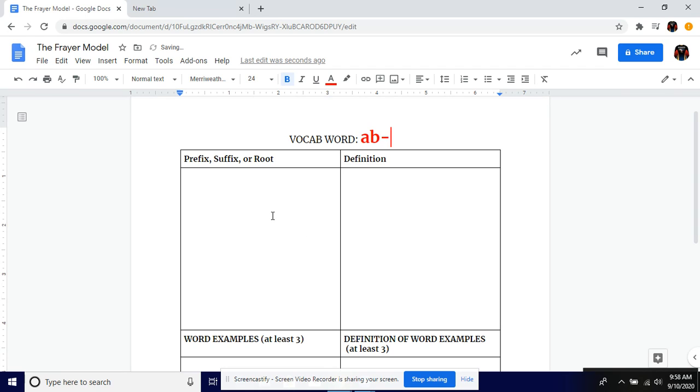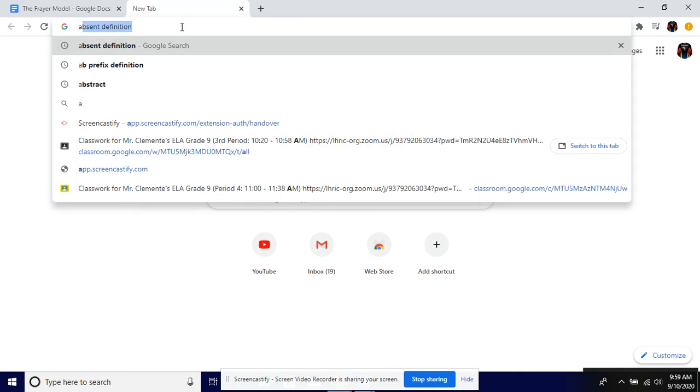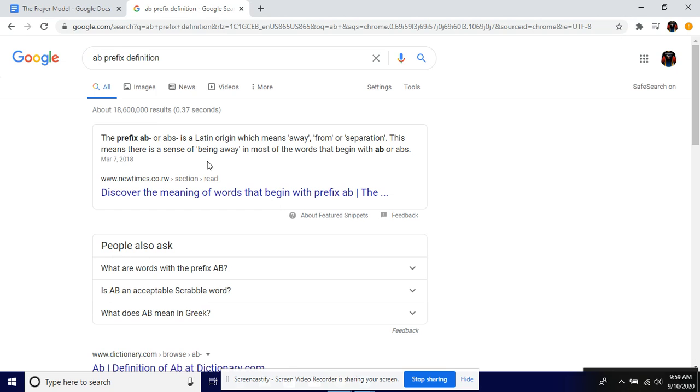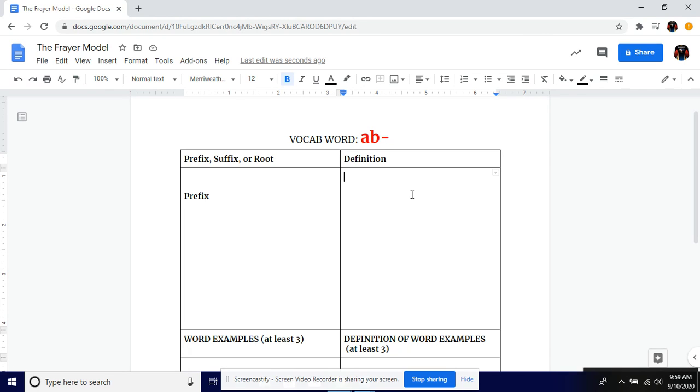Originally we had it on the right, so this would mean that it is a prefix. That's all you'd have to write down there. If you have a good idea of what you think ab means as a prefix, you may write that down. If not, like I said, you have a Chromebook, you can look it up. Ab prefix definition, we know that it now means away from or separation. So you would write away from, separation.